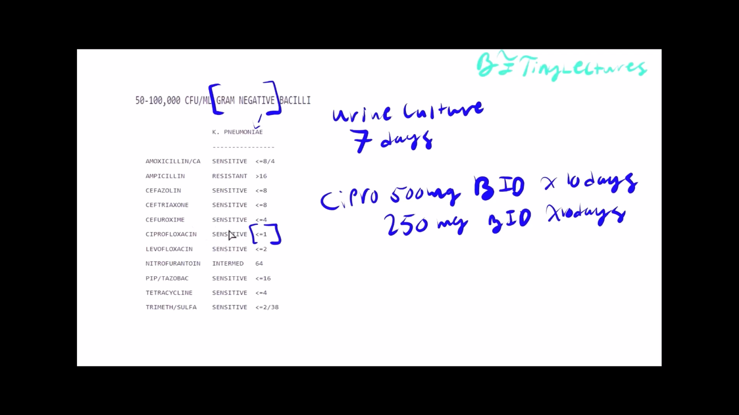And we can also see what kind of medications are being resisted. For instance, ampicillin is a type of penicillin and it's resistant. So this bacteria is not going to be killed if I give ampicillin, so I'm not going to prescribe it.